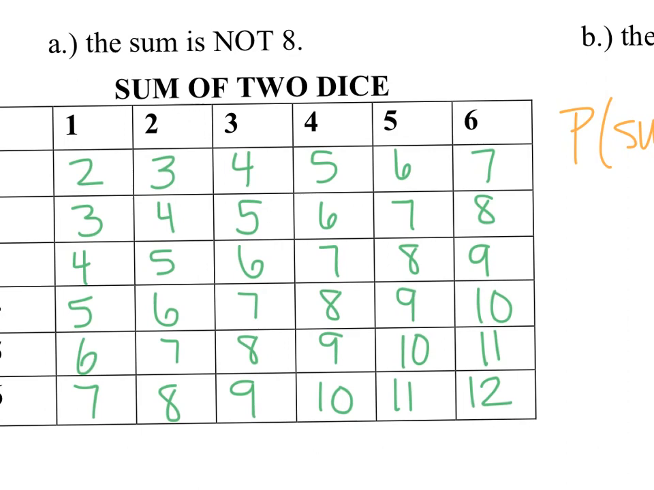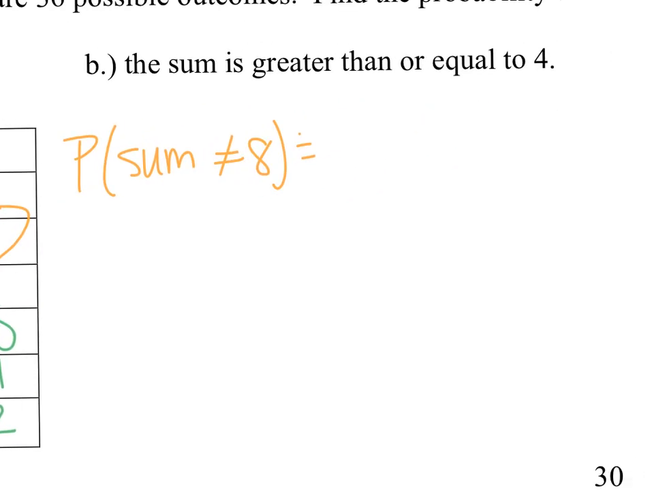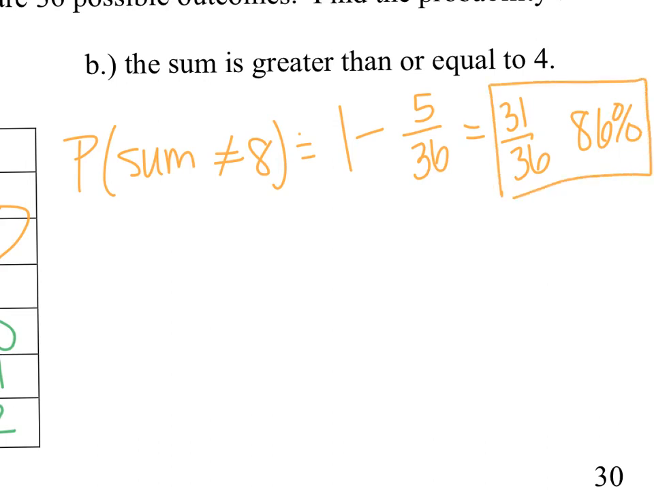Well, how many times is 8 your sum? 5 times that could happen, right? So the probability of the sum not being 8 is going to be 100%, or 1, minus those 5 times out of 36. So 1 is the same thing as 36 over 36. 36 minus 5 is going to be equal to 31 over 36. So you would have an 86% chance of your sum not being 8.